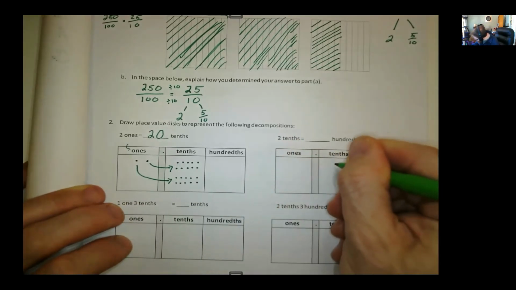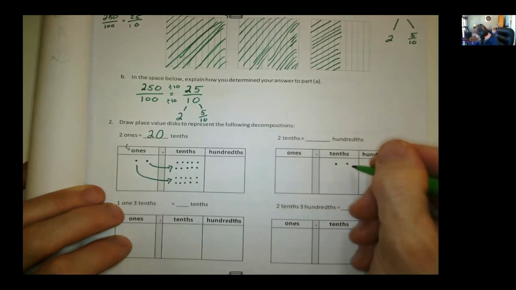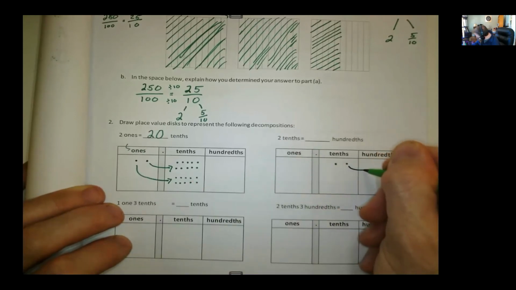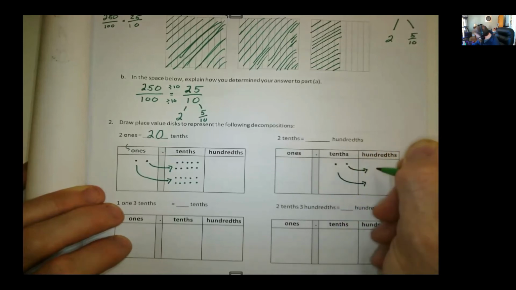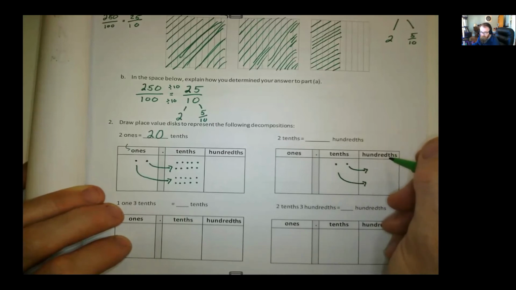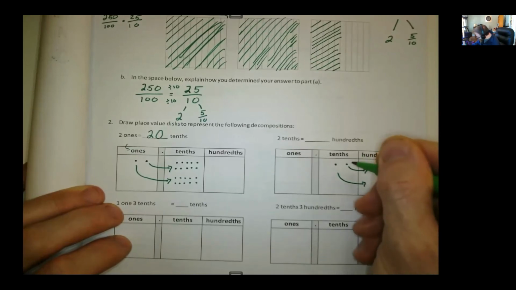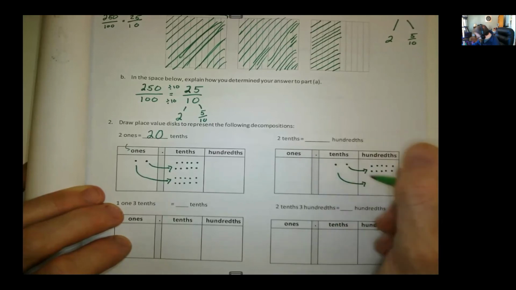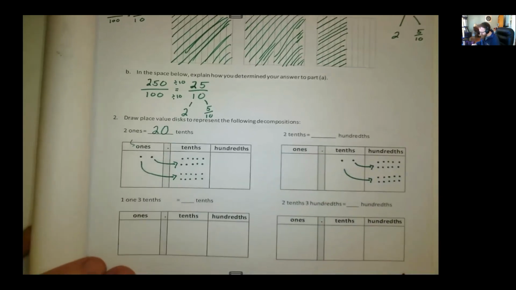Start with your 2 tenths, and just like we did here, decompose them 1 place value to your right, to the smaller place value, 10 times smaller, and mark out 1, 2, 3, 4, 5, 6, 7, 8, 9, 10. 1 tenth becomes 10 hundredths. 1 tenth becomes 1, 2, 3, 4, 5, 6, 7, 8, 9, 10. 10 hundredths.